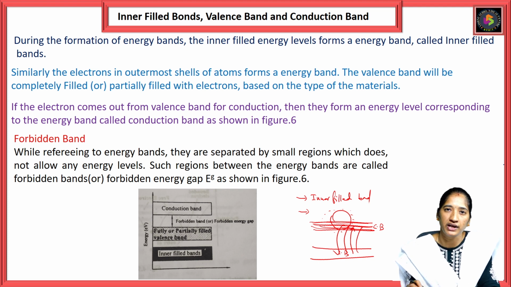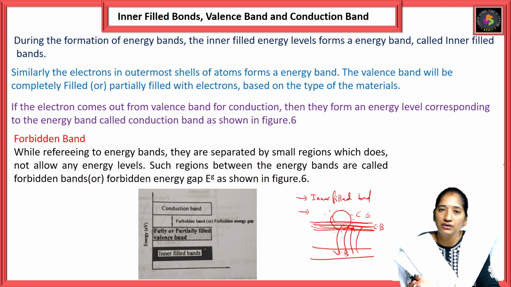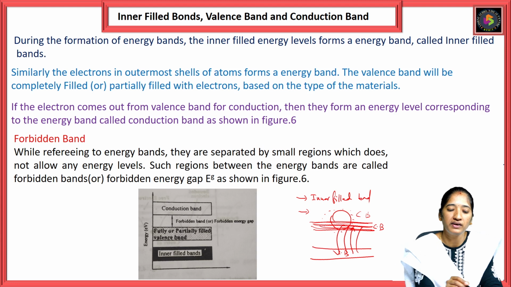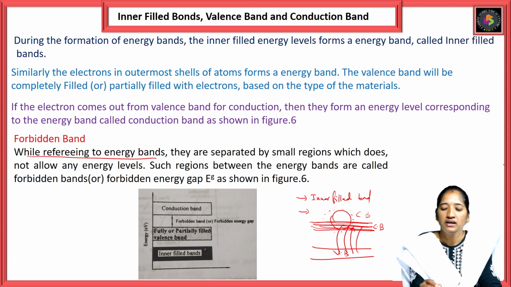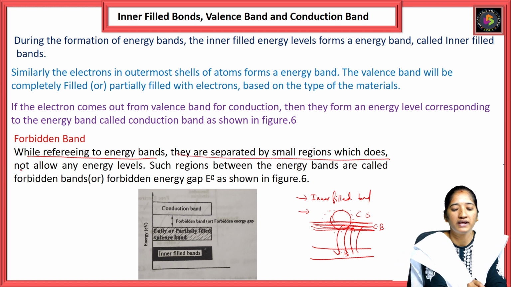For conduction, the valence electrons move from this valency band to another energy level, corresponding to some energy, called the conduction band. So the lower band is the valency band and the upper band is the conduction band. What is a forbidden band gap? When we refer to the energy bands, they are separated by small regions which do not allow energy levels.